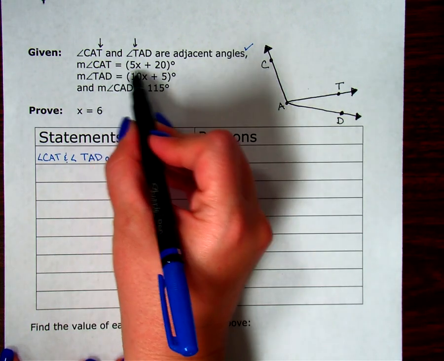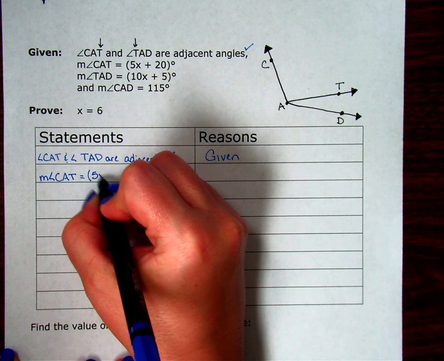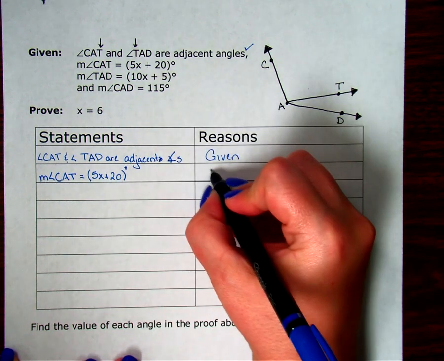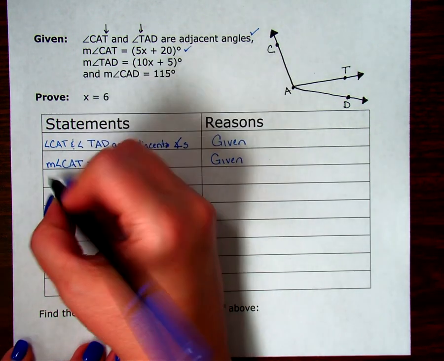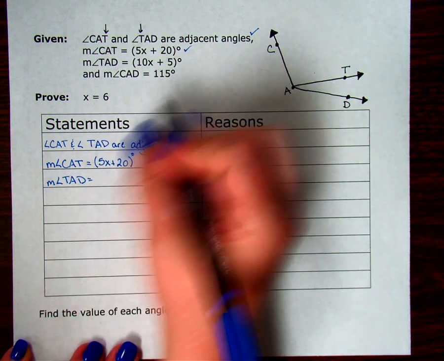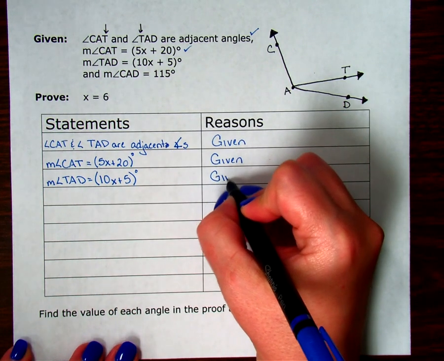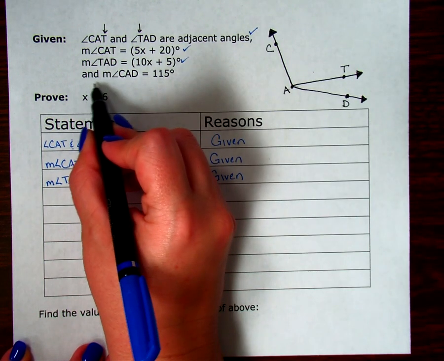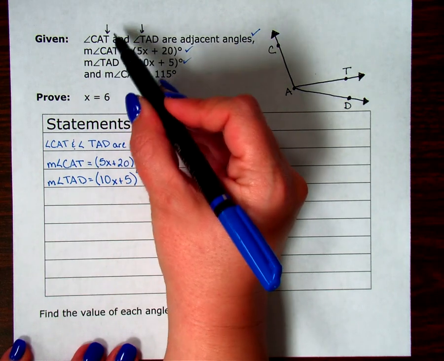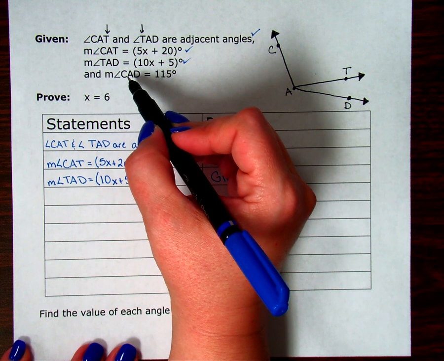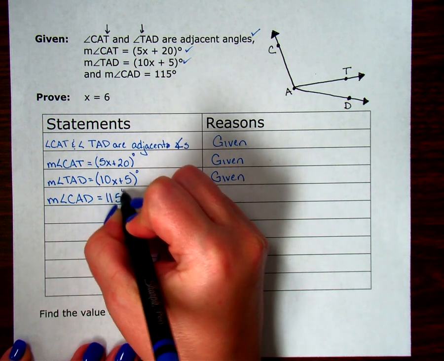Okay? So then, my next given, the measure of angle CAT equals 5x plus 20 degrees. That was also given. I like to check them off once I put them in my proof so I don't forget anything. The next one, the measure of angle TAD equals 10x plus 5 degrees. That is also given. And then the last one, it says and the measure of angle CAD equals 115 degrees. This word and there, it's not really part of this statement. It's just English, right? It's a list. This, and this. So I don't have to put the word and. The measure of angle CAD equals 115 degrees.